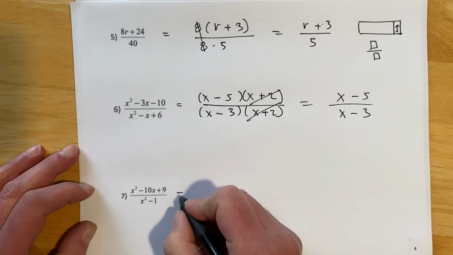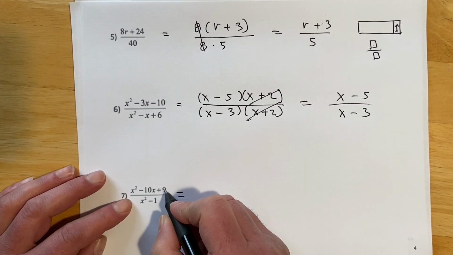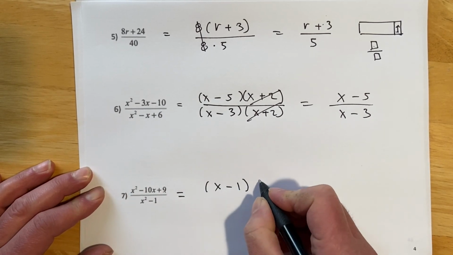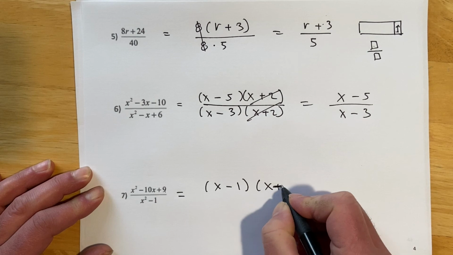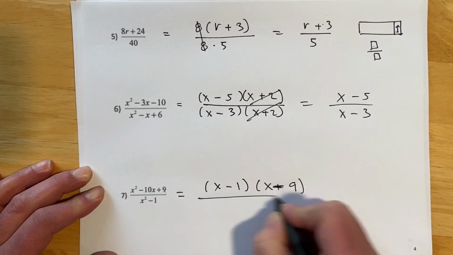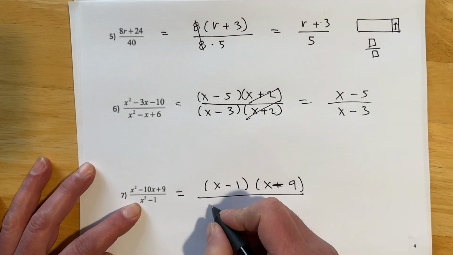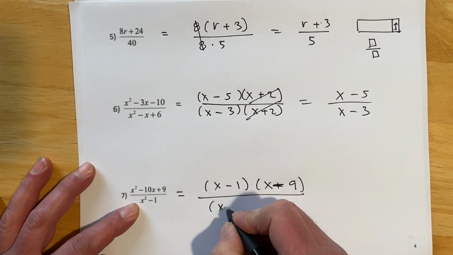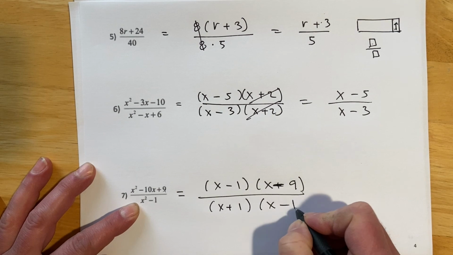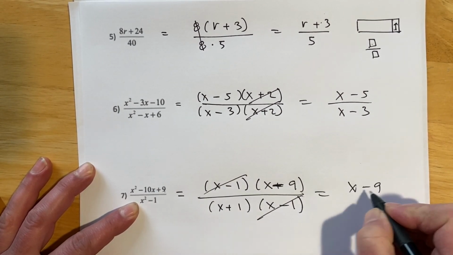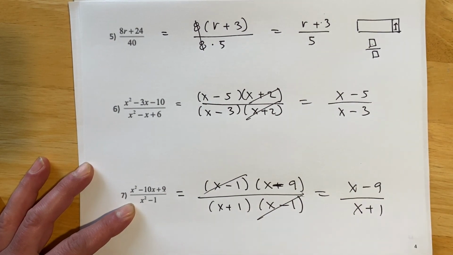And same thing on this last example. We're just looking for two numbers that multiply to be 9, add to be negative 10. So that would be x minus 1 and x minus 9. And then downstairs we have a difference of squares. So that's going to be a plus b, a minus b, or x plus 1 and x minus 1. So the minus 1s are canceling, and we have x minus 9 over x plus 1.